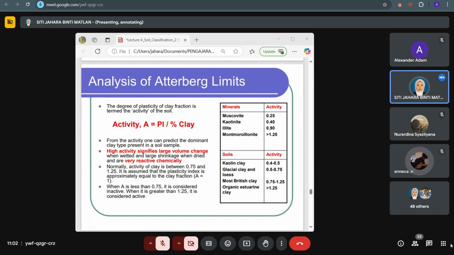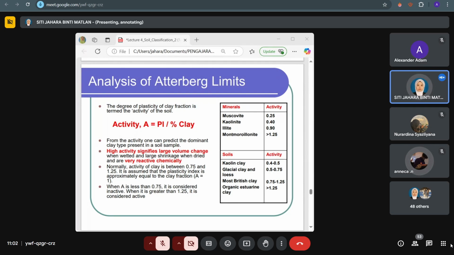So the activity value that we calculate reflects the reactivity of soil with water, where high activity means more volume change. So it's used to identify the dominant clay mineral in a soil sample.